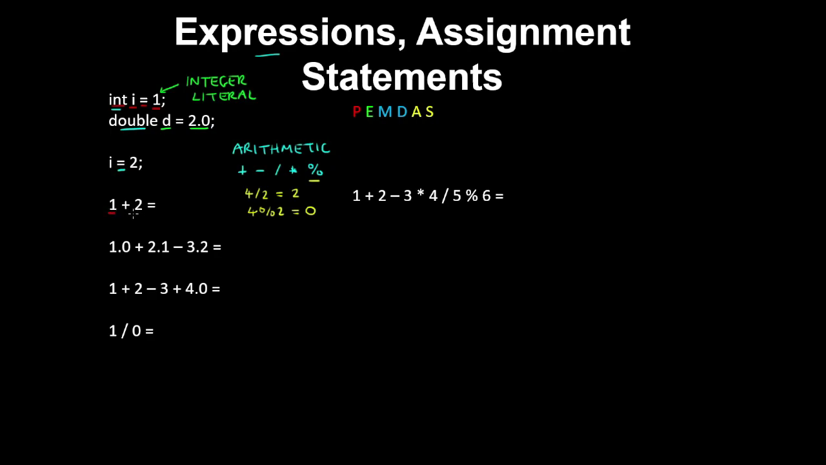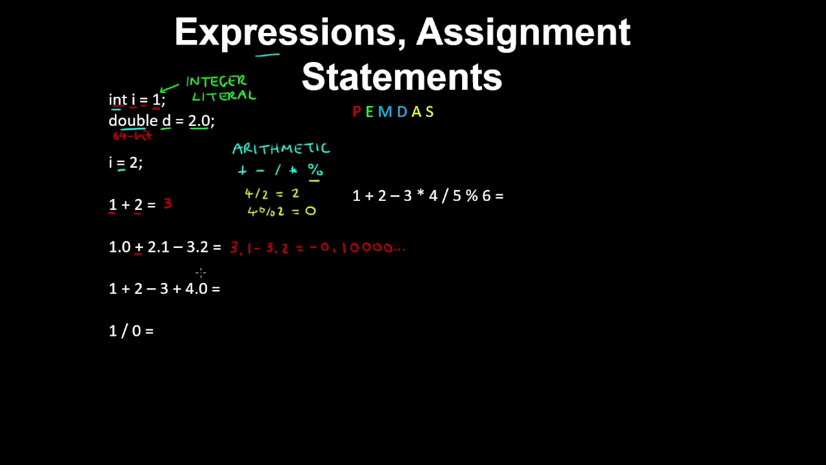So an arithmetic operation that uses two integer values will evaluate to an integer value. So 1 plus 2 is 3. And similarly, an arithmetic operation that uses two double values will evaluate to a double value. So for example, 1 plus 2.1 is 3.1, and then 3.1 minus 3.2 will give minus 0.1, which is another double value. So recall in Java that a double is 64 bits. So you'll notice the output 0.1000 and so on.